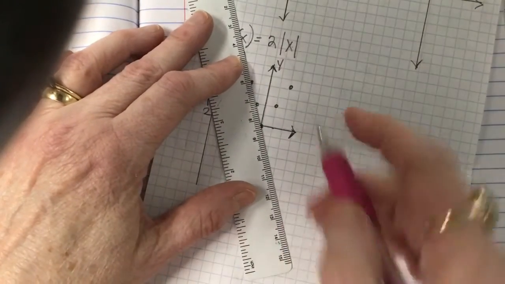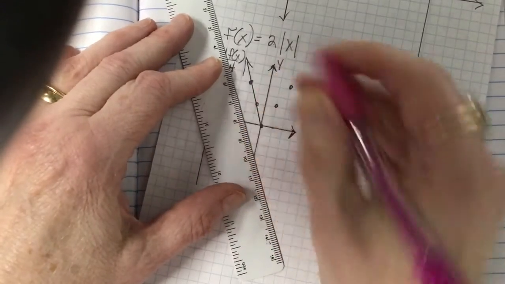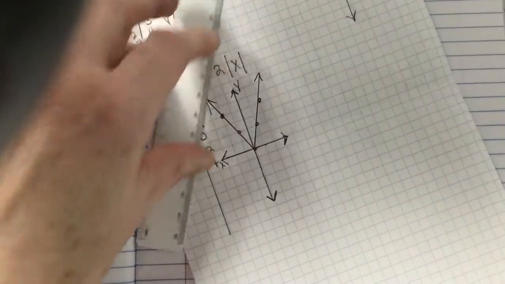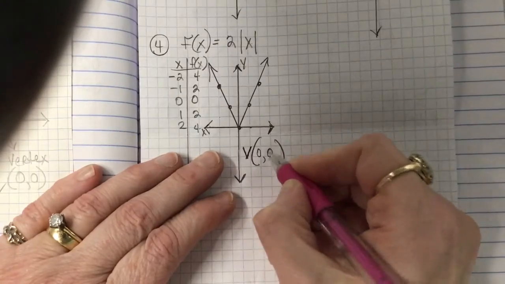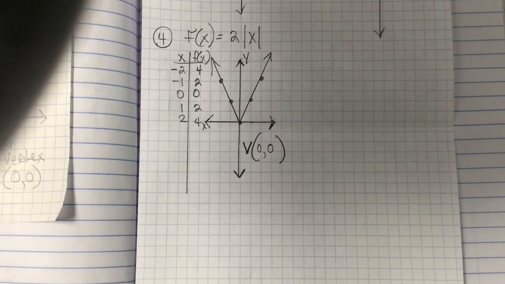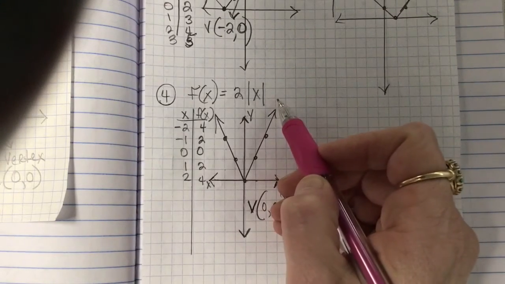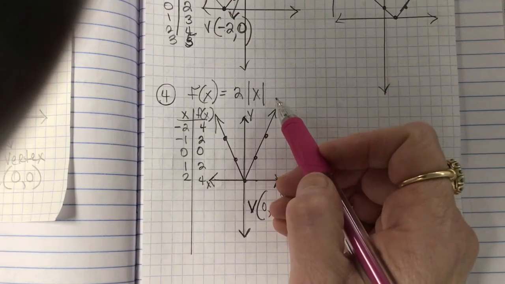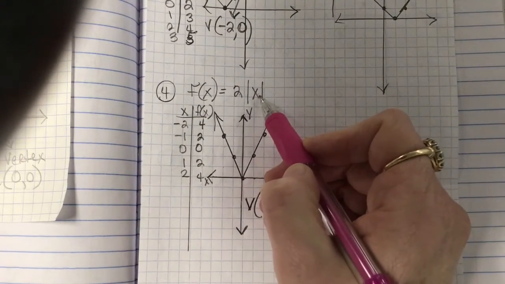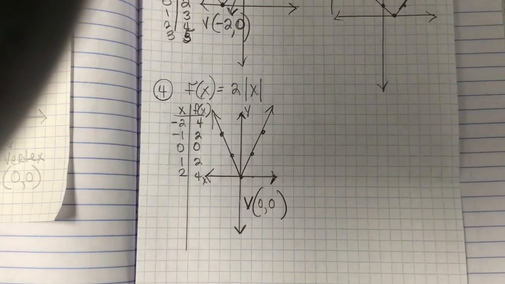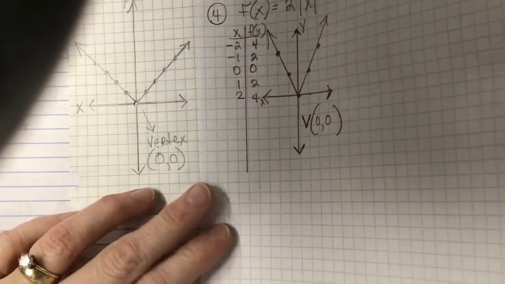Absolute value always graphs a v. Always. Just like y equals mx plus b always graphs a line. The vertex, just like the parent, is 0, 0. But that might not surprise you because there was nothing added or subtracted out here like in numbers 1 and 2 graphs, and there was nothing added or subtracted in here like in number 3 and 4. So it's going to look location-wise more like the parent, but there's a big difference.